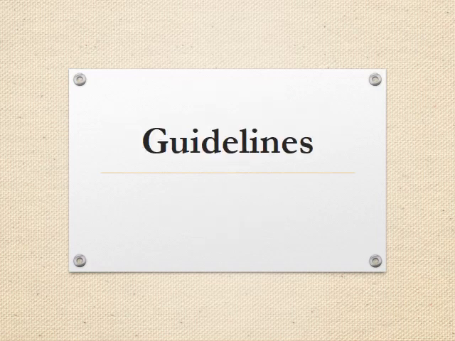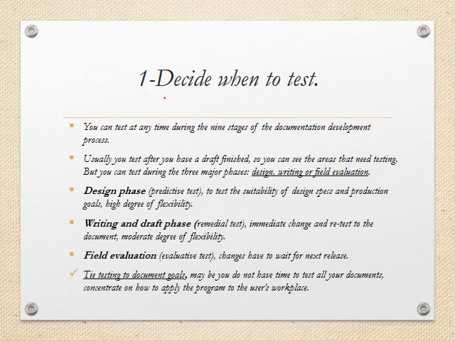The main focus of this chapter is to present some of the guidelines that we can use or we need to follow when we want to conduct testing for any kind of document. Guideline number 1: decide when to test. You can test at any time during the 9 stages of the documentation development process. Usually, you can test after you have a draft finished, for example, after the first draft, so we can see the areas that need testing.